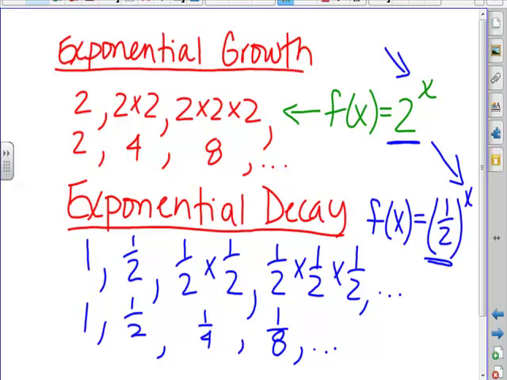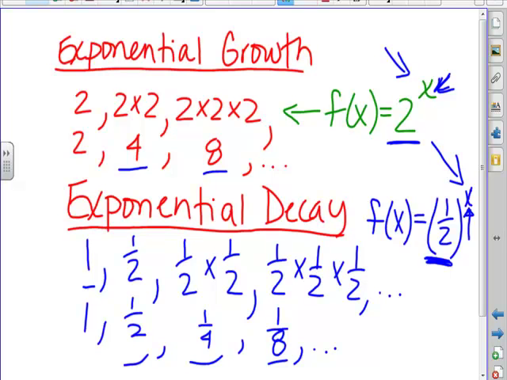And just to make sure this makes sense then, notice on this one, if I put in a 1, 2 to the first is 2. When I put in a 2, 2 to the second is 4. When I put in a 3, 2 to the third is 8. Now likewise over here, if I put in a 1, a half to the 1, I get my half. A half to the 2, I get my fourth. A half to the 3, I get my eighth. So in this situation, in order to get this 1 that we started with, we would have to think of putting in a 0 here for this x.